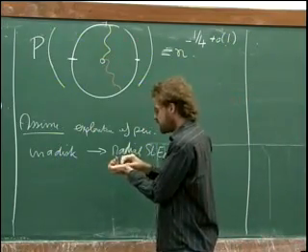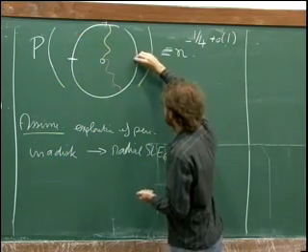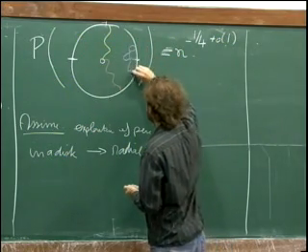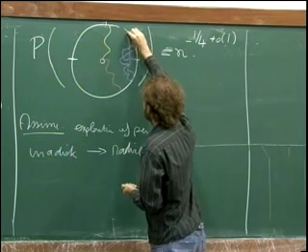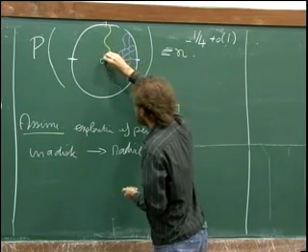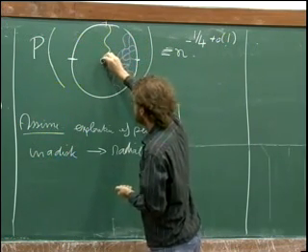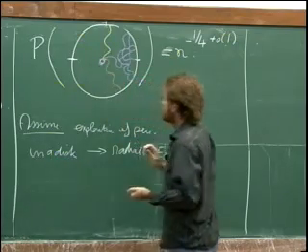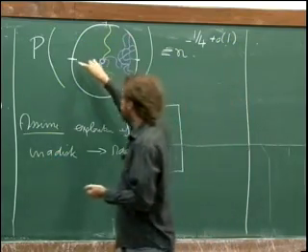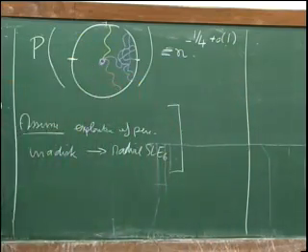So what it tells us is that if you start the exploration process here, then the exploration process will touch the origin before it touches, say, this point, or before it makes a loop around the origin that separates the origin from the circle.